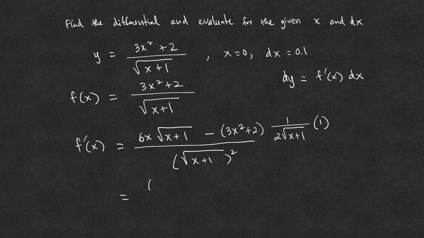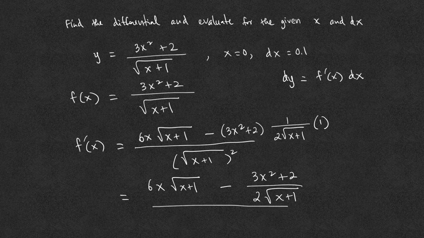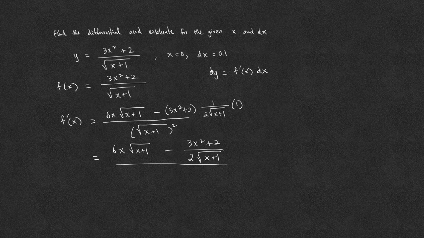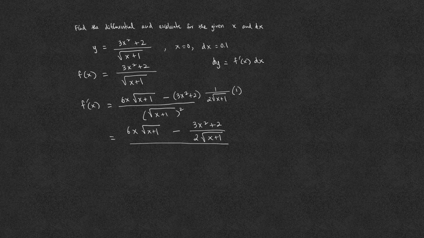Simplifying this, we have 6x, the square root of x plus 1, minus 3x squared plus 2 over 2, the square root of x plus 1, and this entire expression over the square root of x plus 1 squared, which is x plus 1 in the denominator.